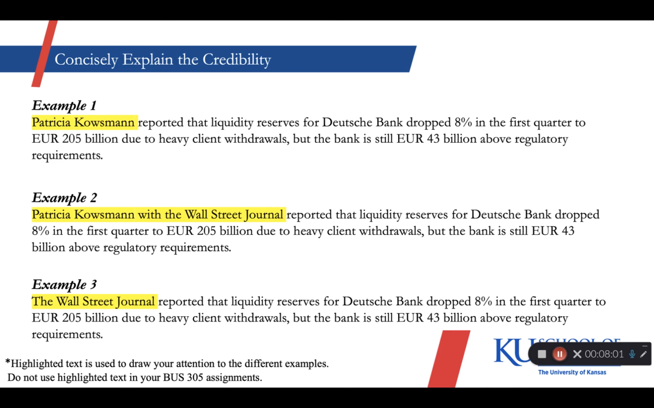Instead of the name of the author, you can use the organization or source title to explain the credibility. In example 1, using just the name Patricia Kausman does not explain the credibility since this name is unfamiliar. Adding the Wall Street Journal, the source title, is needed. To be concise, and if the author's name is not necessary in the context, you can just use the source title as shown in example 3. Please note, I've used highlighted text in this example and several others to help draw your attention. You do not need to use highlighted text in your Business 305 assignments.